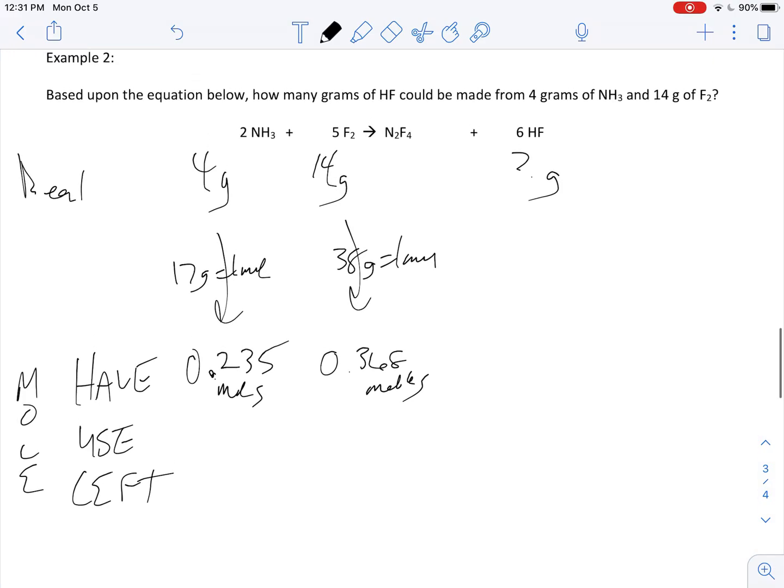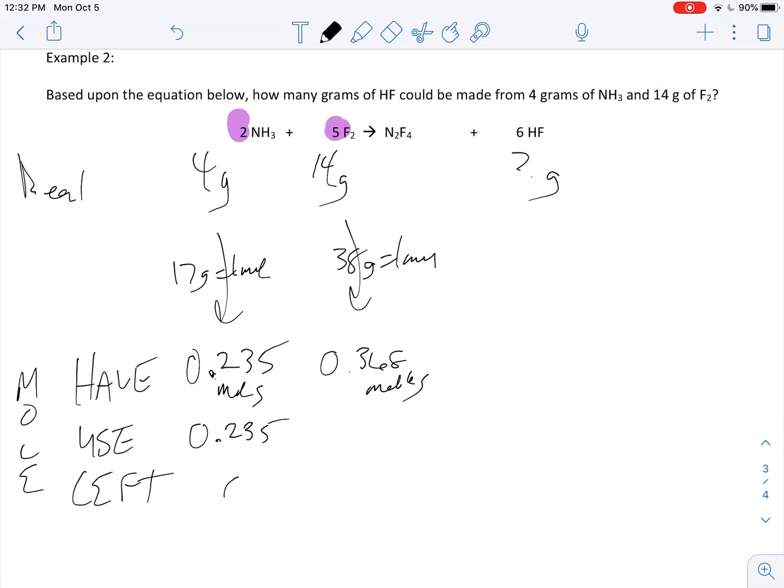Now, in this case, you look at it and you say to yourself, which one of these am I going to run out of first? Because both of those numbers are pretty close to each other, and they're both fairly reasonable, right? Now, you might look at it and say, okay, it's a 2-to-5 ratio, so clearly I'm going to need more fluorine. Do I have 5 halves as much fluorine? You know what? I can't do that math in my head, so I'm just going to guess. I'm going to guess that I'm going to run out of the ammonia first. Let's see if I'm right.